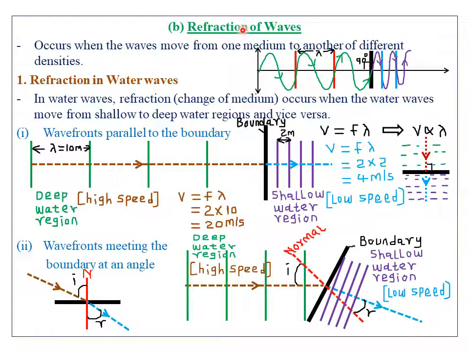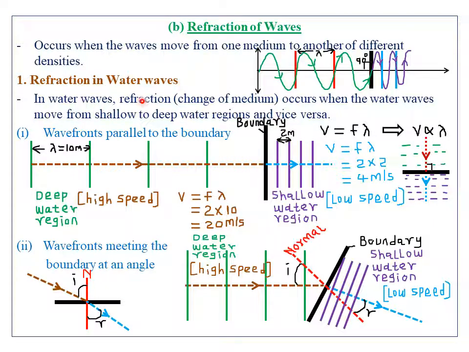Now for that case we were only discussing refraction of light, but for this case we are talking of refraction of different types of waves. For example, we can have water waves, light waves, sound waves, etc. Refraction occurs when the waves move from one medium to another of different densities. So for there to be the bending of a wave, the two media must have different densities. First of all, let's start by looking at refraction in water waves.